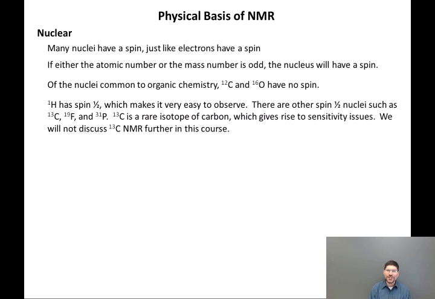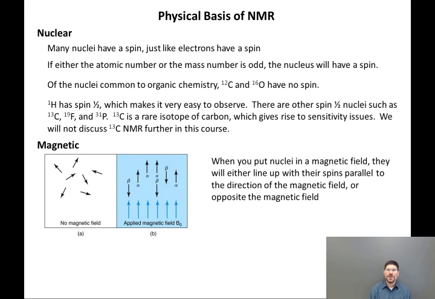Carbon-13 is actually particularly useful because in addition to organic molecules having a lot of hydrogen, organic molecules also have a lot of carbon. However, carbon-13 is a rare isotope of carbon, so in order to be able to observe carbon-13, you have to change the experimental parameters sufficiently that the details of carbon-13 NMR are actually different from the details of proton NMR. As a result, in this introduction to NMR spectroscopy, we're not going to cover carbon-13 and we're just going to focus on protons. Okay, magnetic.